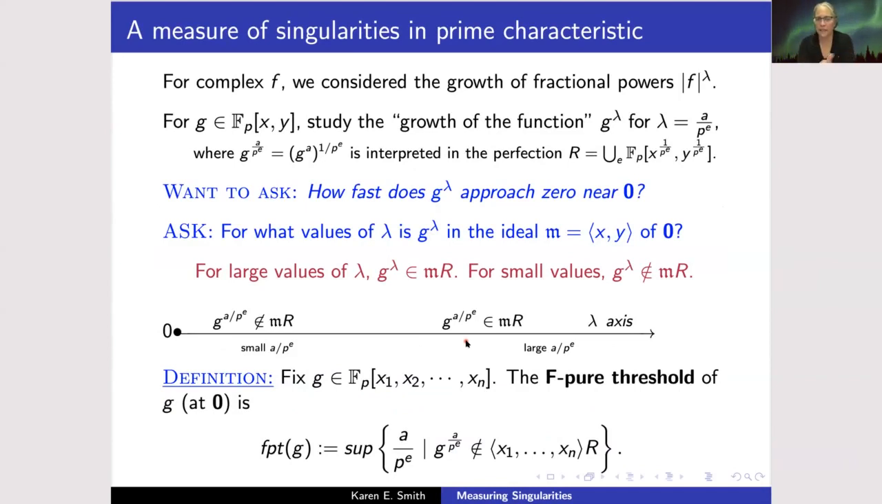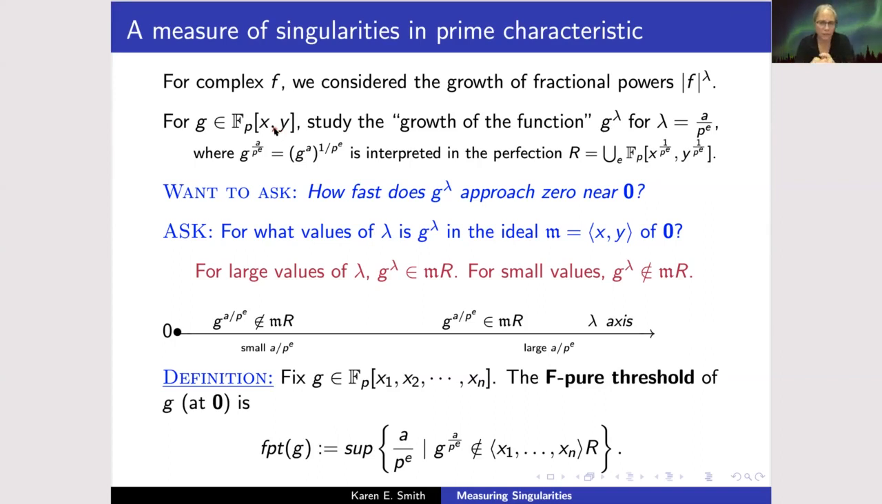Before we had a complex polynomial f, and we considered the growth of fractional powers as we approached the singular point. And now what we're going to do is look at a polynomial of degree p in characteristic p. And what I've done here is just write two variables because it fits better on the screen, but this can be in any number of variables. And we want to study the growth of g raised to the lambda.